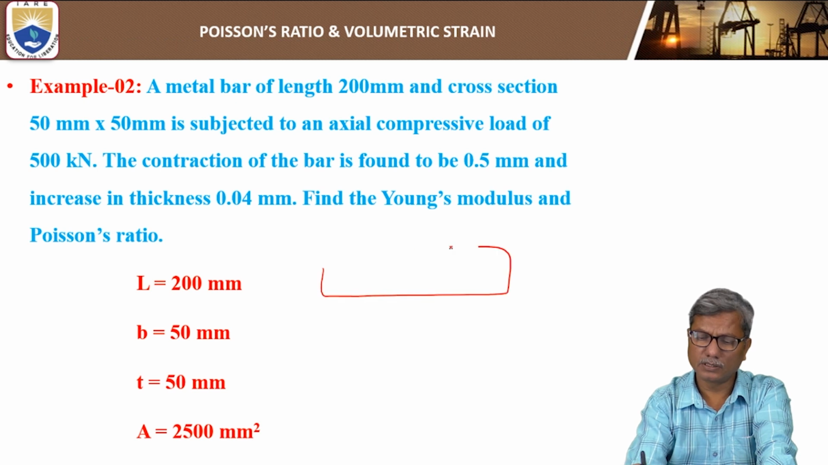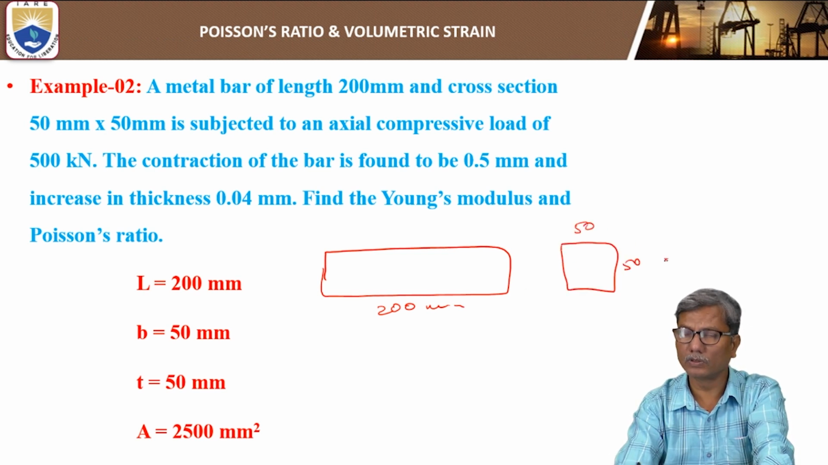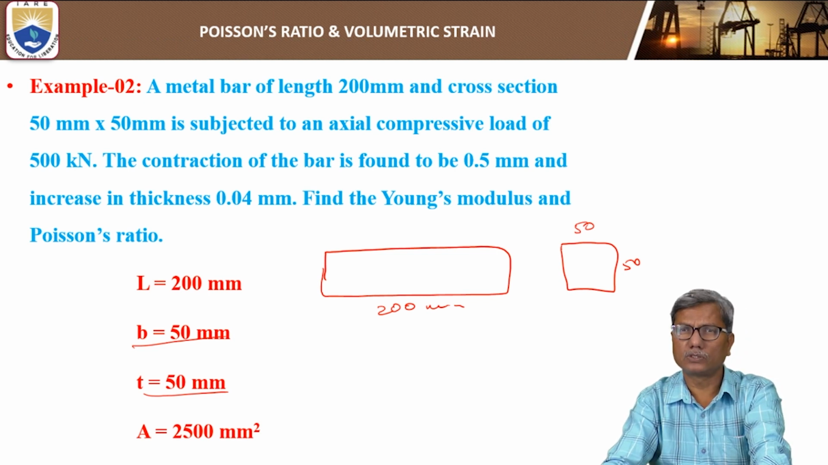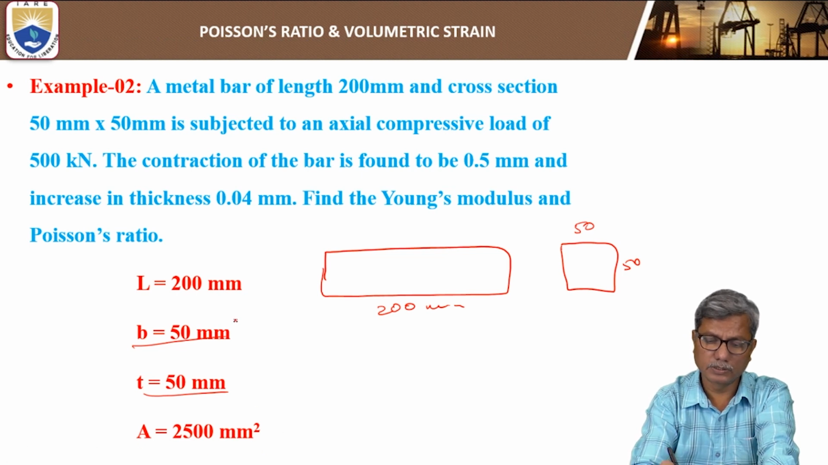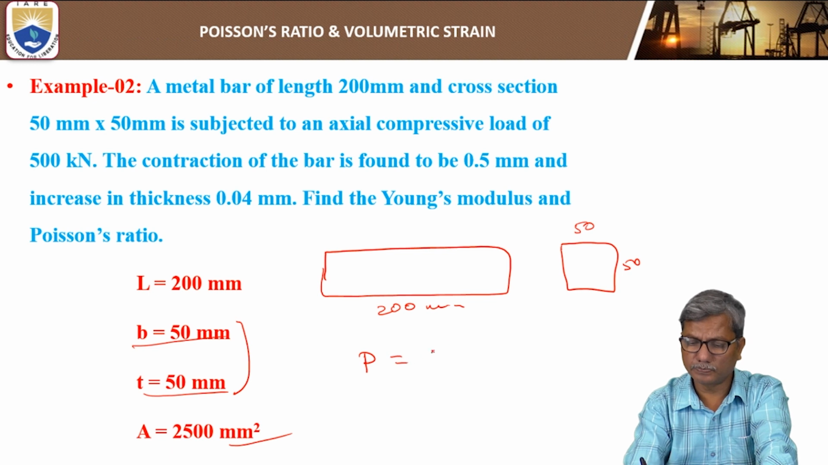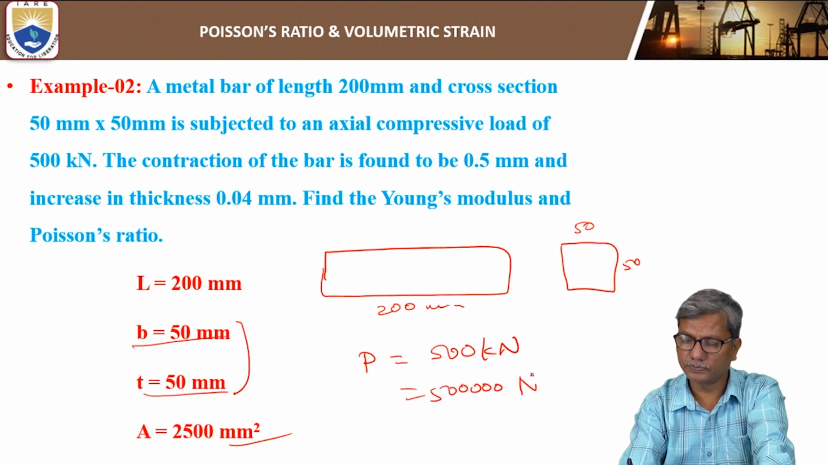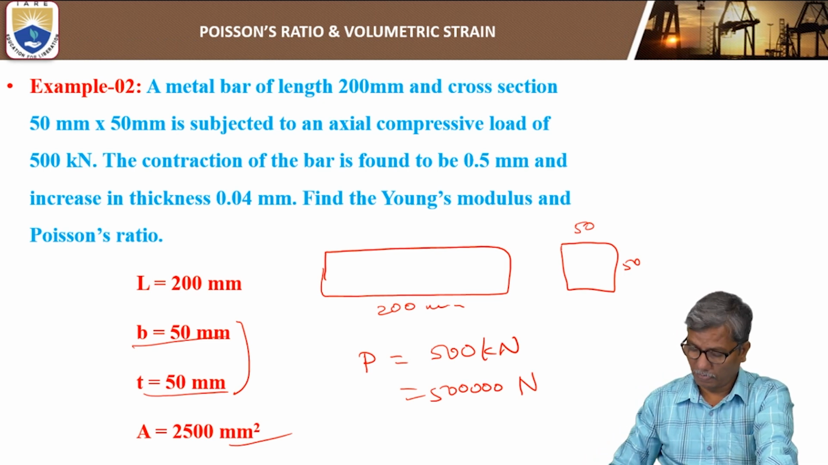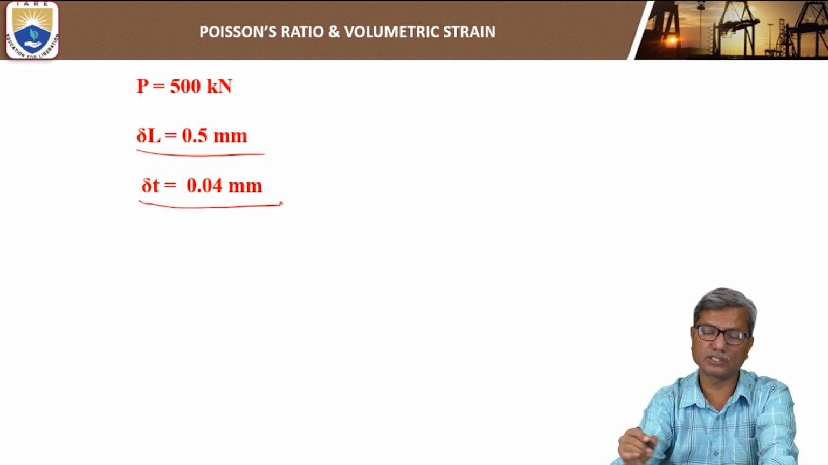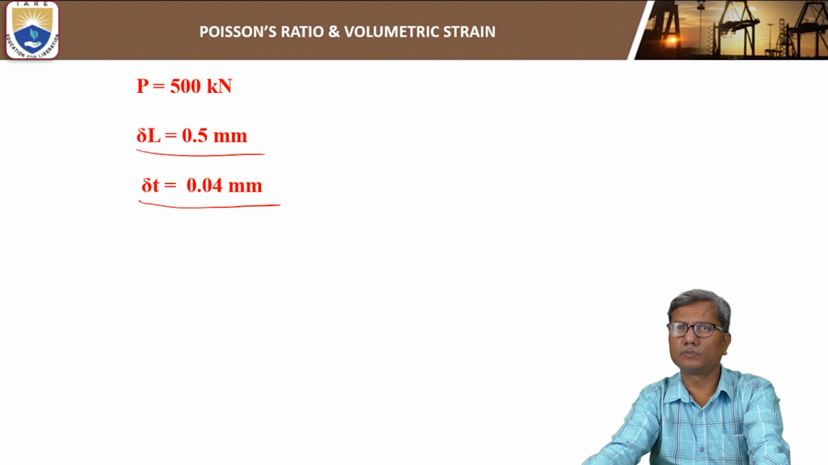So here the bar is given to be of length 200 mm and cross section 50 by 50, square bar. So breadth and thickness are the same, 50 mm, length is 200 mm. So the cross sectional area is BT, 2500 mm square, and compressive load is 500 kilonewtons. We convert this into newtons, multiplying with 1000. What else is given: delta L, change in length, is 0.5 millimeters, change in thickness is 0.04 millimeters.